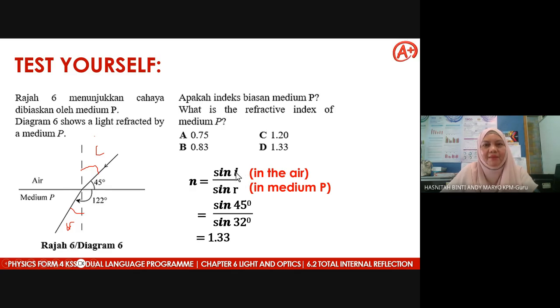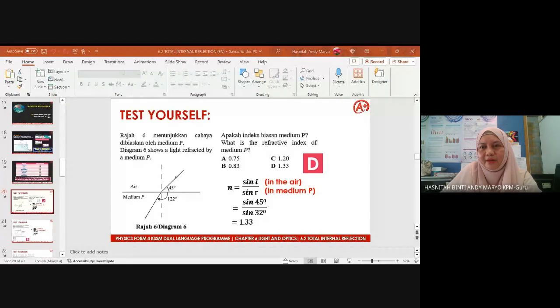Remember, I must be in air and R is the angle in the denser medium. So I is 45 degrees, here 45, so this one also 45. And here is 32 degrees. So your answer is 1.33, which is D. Okay, are you clear with this question? Yes, answer D. Very good.